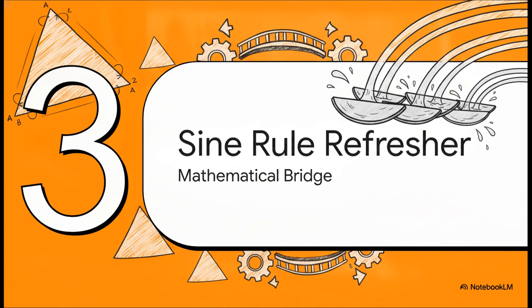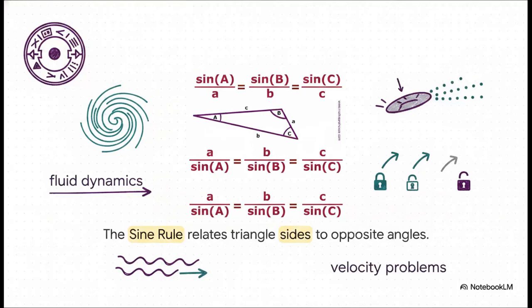Which brings us to Section 3, the sine rule refresher, the mathematical bridge. All right, we've got our visual model built and our variables defined. Now, we need a mathematical tool to bridge the gap between drawing nice triangles and calculating real, actionable numbers. It turns out, this simple equation isn't just a high school math throwback. It's your ultimate decoder ring for these velocity problems.